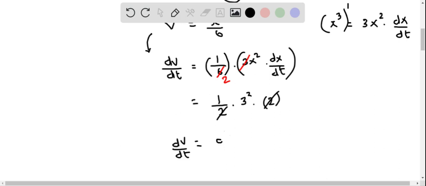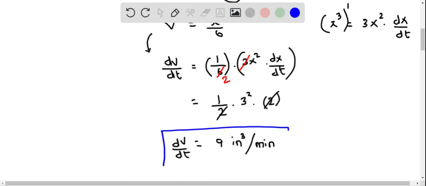So this equals 9. And we put the unit, that is this has to be in cubic units per unit of time. So it is inch cube over, and the unit of time here is minute. So this is the one which represents the rate at which the volume changes. It changes at a rate of 9 inch cube per minute.